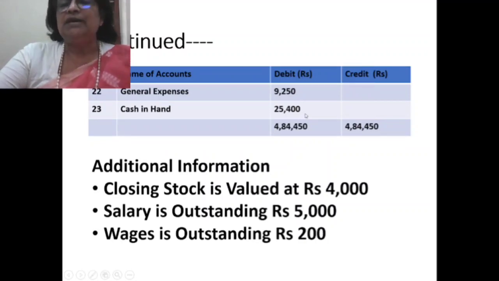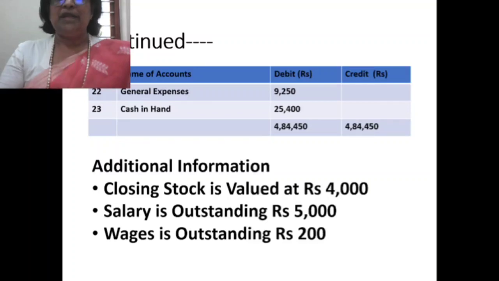So, total of the trial balance 4,84,450. Now, three items of information are given outside the trial balance. So that means we have to remember that for these three items, two adjustments are required.